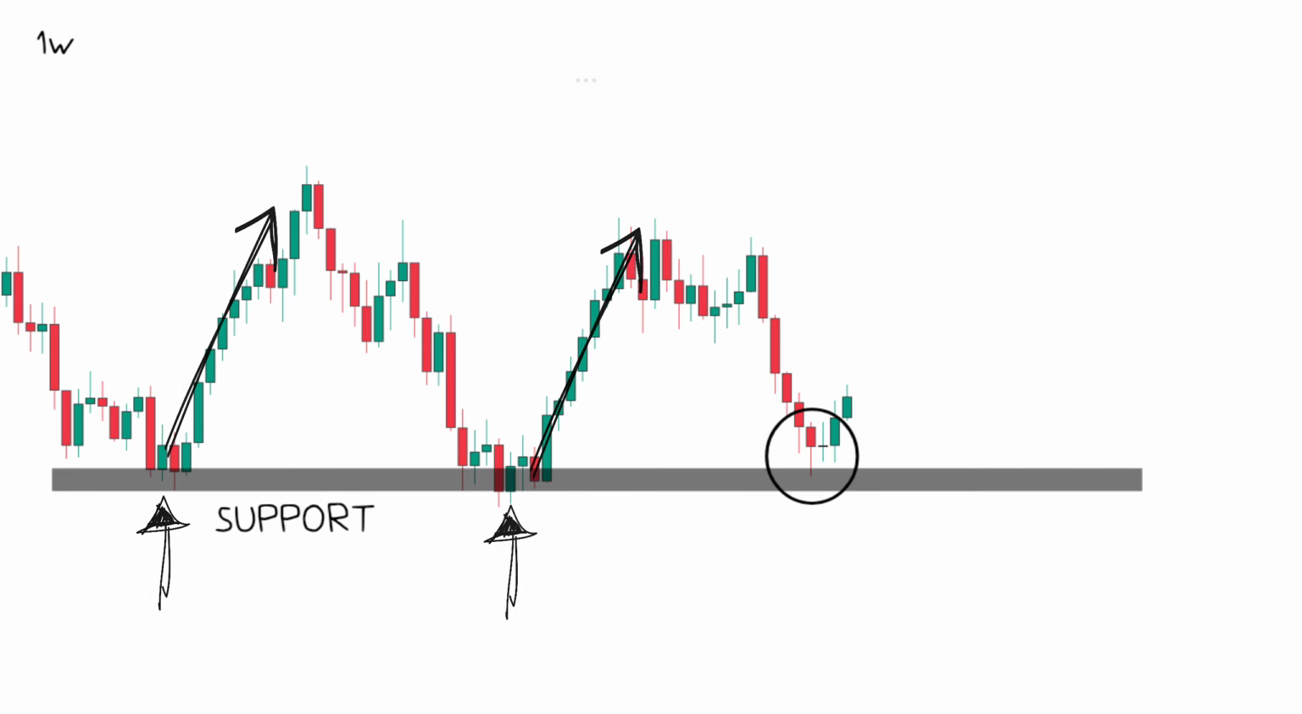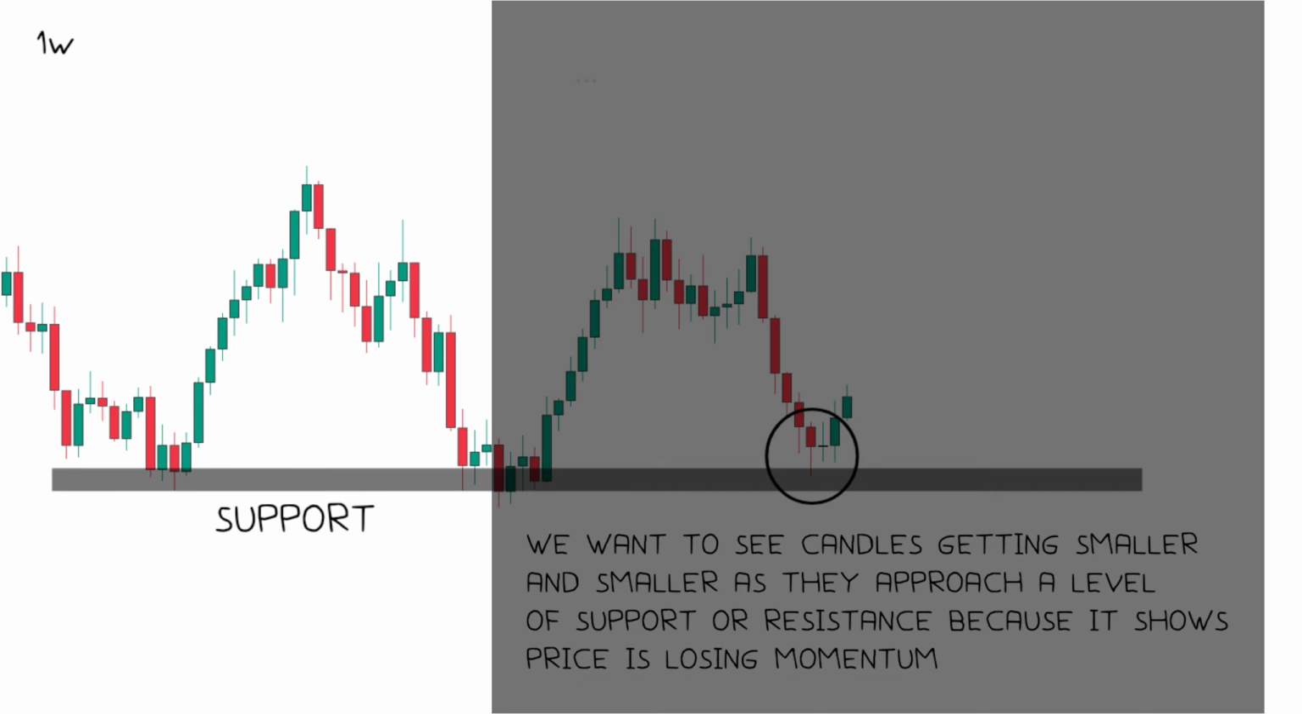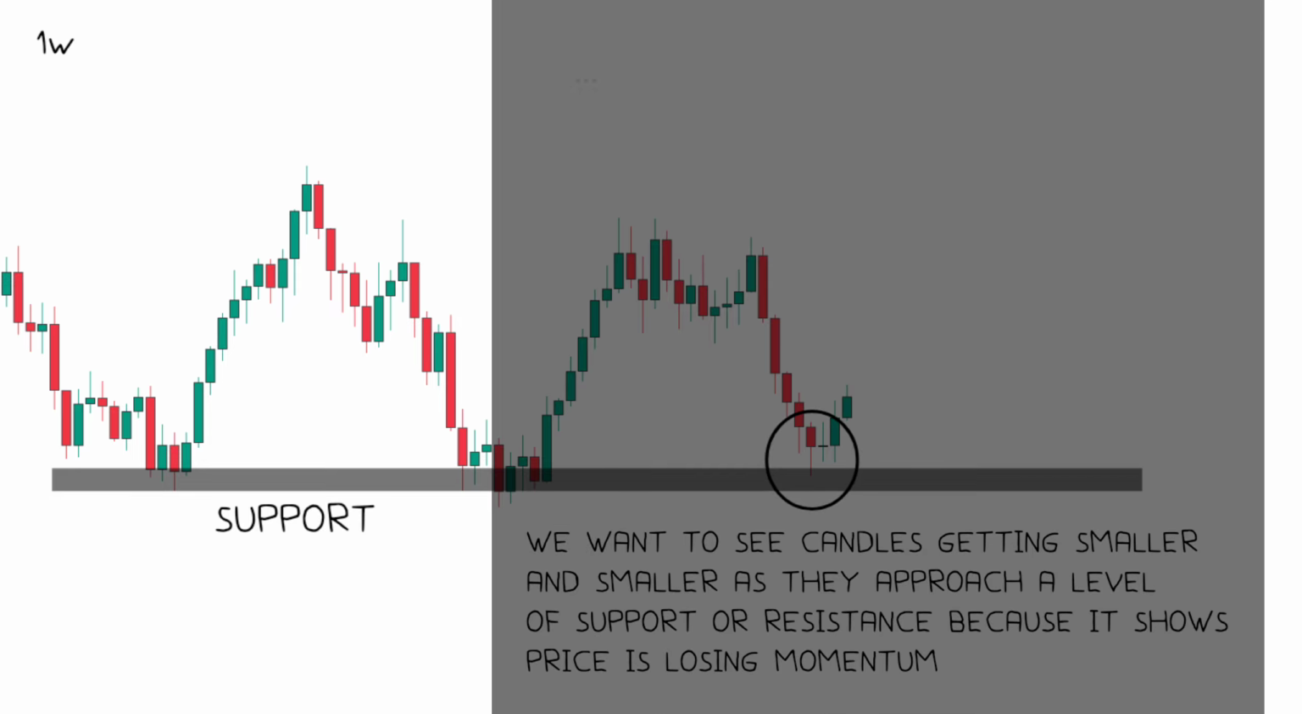Now, here is a very key point you need to know in order to spot high-probability reversal trades. We want to see candles getting smaller and smaller as they approach a level of support or resistance, because it shows that price is losing momentum. Very key point. You want price to be losing momentum and slowing down as it approaches key levels.